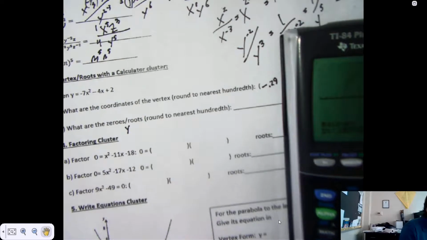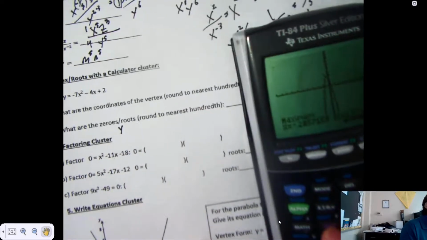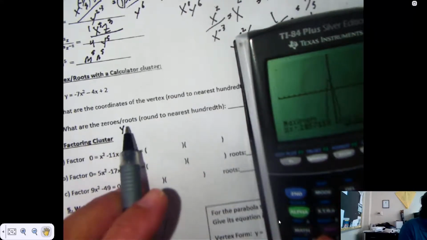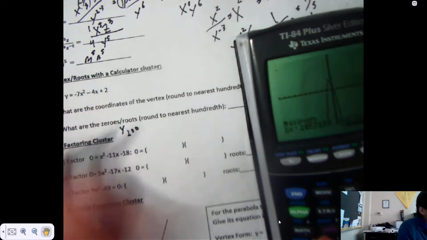Oh, your zeros and roots. Use the calculator, son. Whatever it says, round. What do you have to put into y2 to find the zeros and roots? You have to put a 0 into y2. You have to do that.